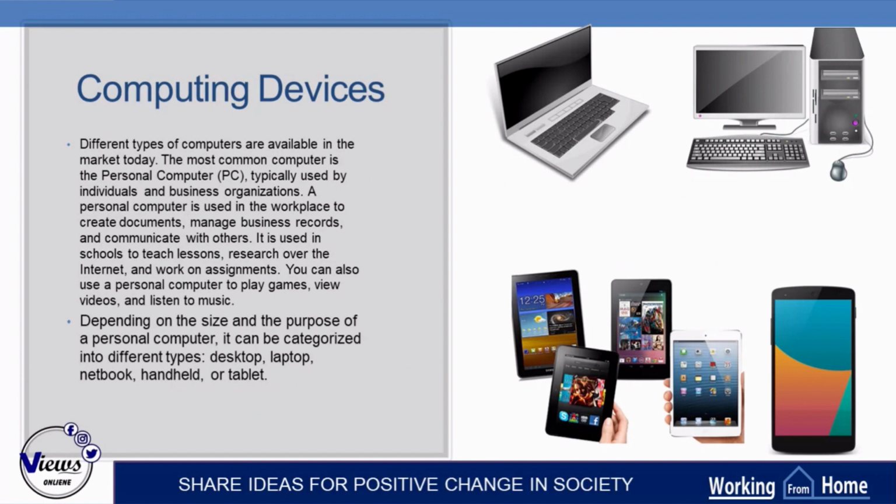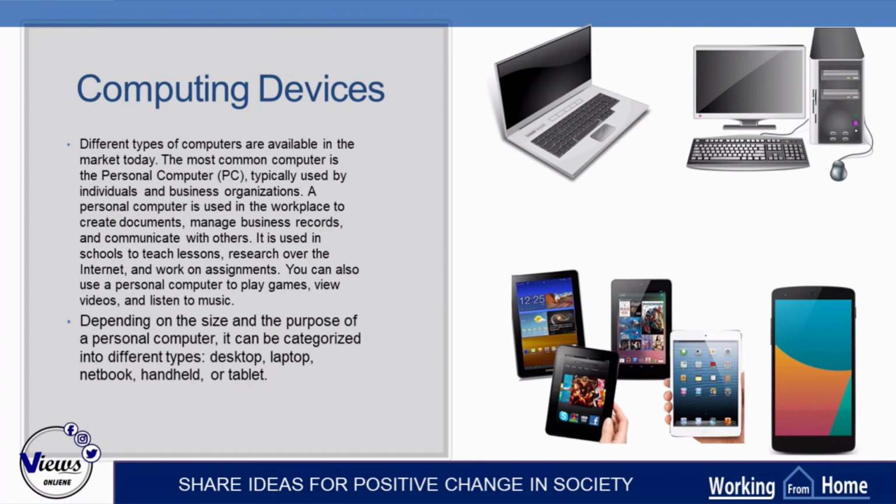Computing devices. Different types of computers are available in the market today. The most common computer is the personal computer, PC, used by individuals and business organizations. A personal computer is used in the workplace to create documents, manage business records, and communicate with others. It is used in school to teach lessons, research over the internet, and work on assignments. You can also use a personal computer to play games, view videos, and listen to music.